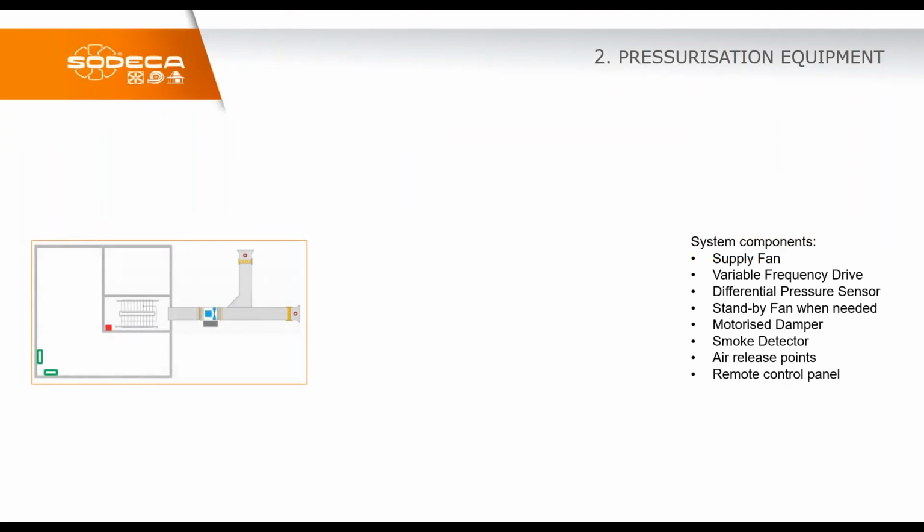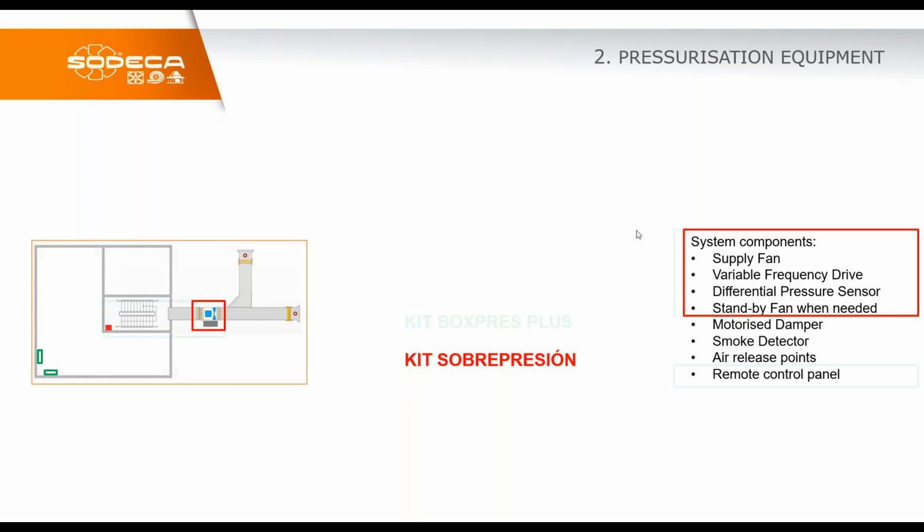Okay, finally, as a summary, with the kit supervision, the basic one, we have the supply fan, the variable frequency drive, the differential pressure sensor, and there is the version 2, in Roman numerals, to connect the standby fan when needed.